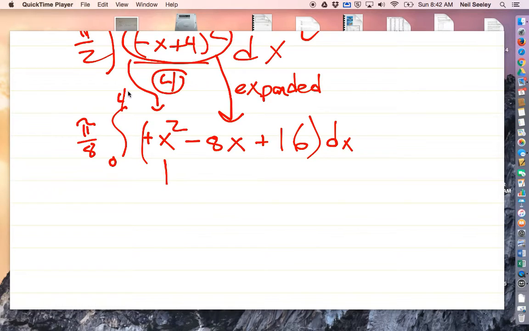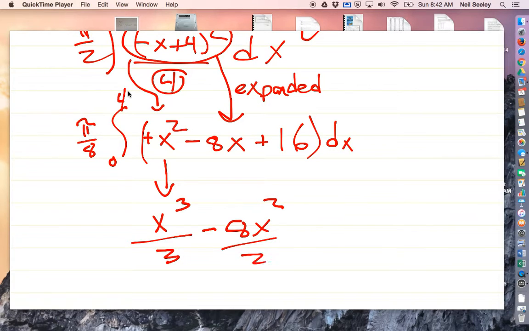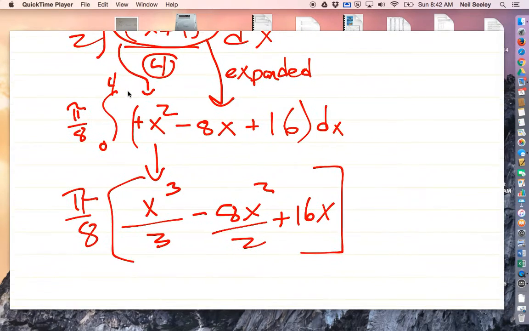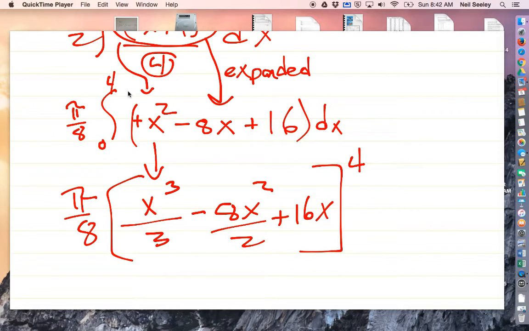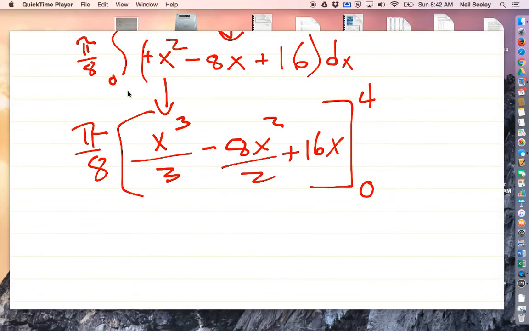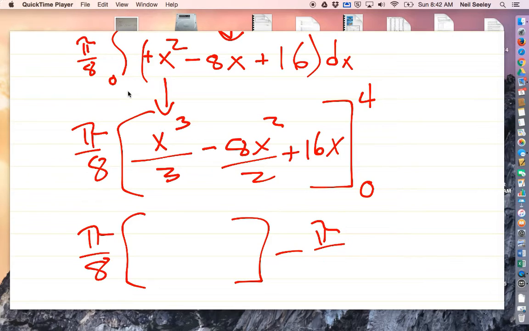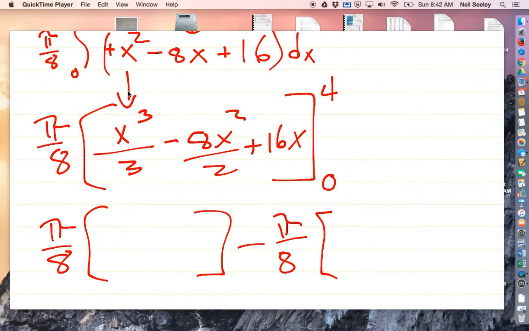Okay, so we're going to take the antiderivative: you add 1 to the power and divide by it, so it's x cubed over 3. Then this negative 8x becomes minus 8x squared over 2, and the 16 becomes 16x. Don't forget, you're going to get pi over 8 in front. Then you put in the upper bound 4 and the lower bound 0 into this equation. So you have pi over 8 with 4 in for each of those, minus pi over 8 with 0 plugged in for each of those.